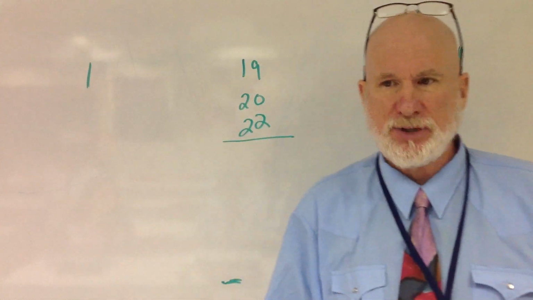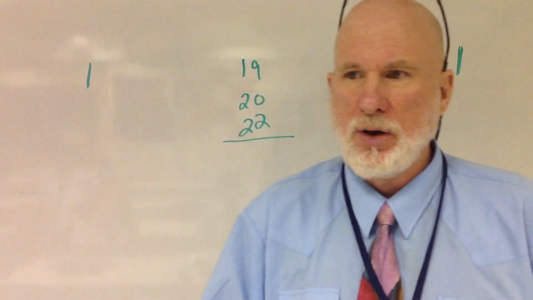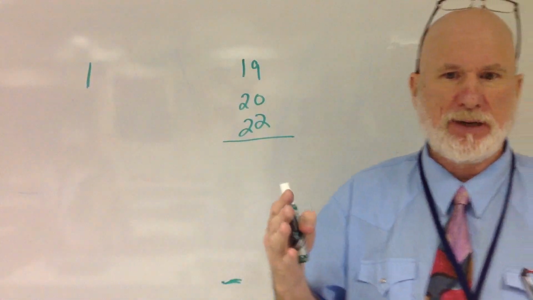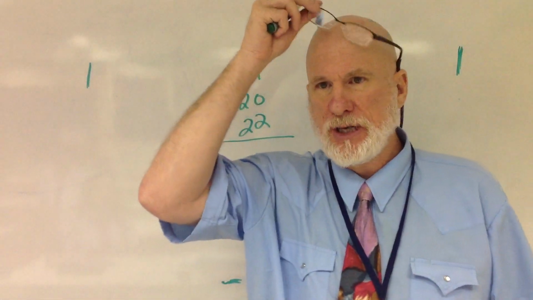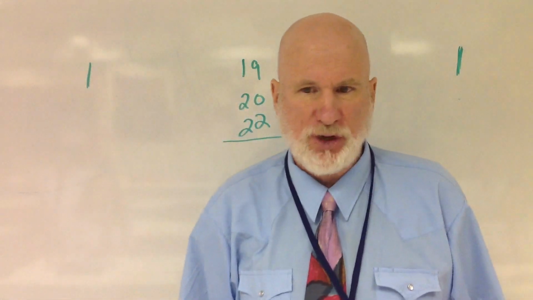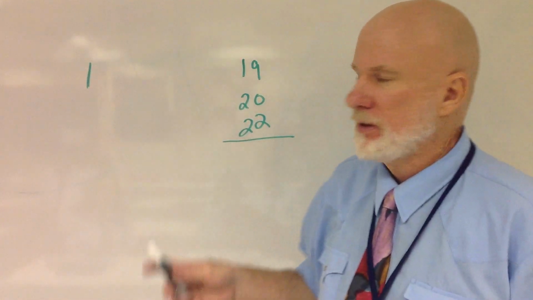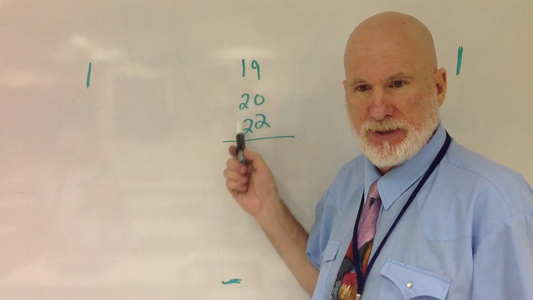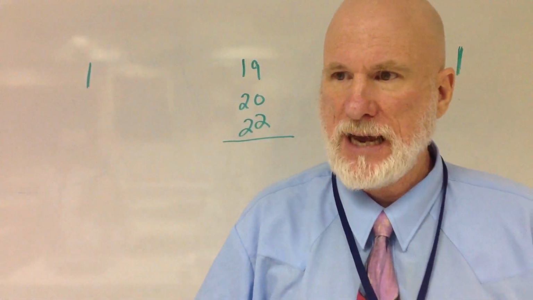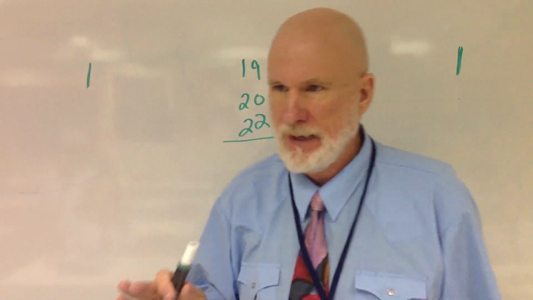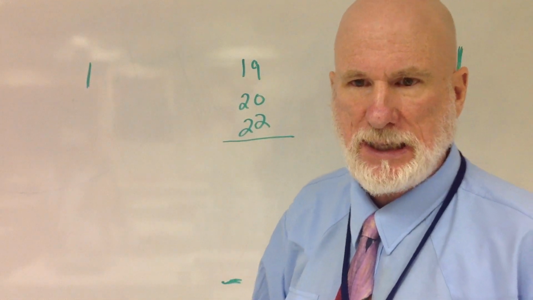So that's how it's written: 19, 20, and 22. So it could be meters, centimeters, whatever. There are three measurements. Okay? Now, the question is, what's the average of these three measurements? If you add them up and divide by 3, how do you do the average? Clear? You get it?